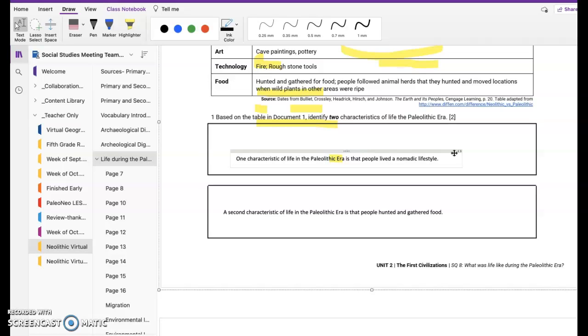Again, a reminder, when you are answering document-based questions, you are not using information that you already know about whatever the topic is, in this case, the Paleolithic era. You are only using the answers found in the document.